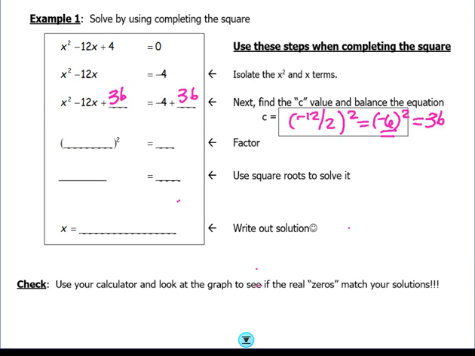So x minus 6 times x minus 6, so that's where we get x minus 6 squared. This factor is always going to be half of b. And then negative 4 plus 36 is 32. Well, this should look like what we just finished doing, solving by isolating using square roots. We've turned it into one of those questions. So now we're going to square root both sides. So x minus 6 equals plus or minus the square root of 32.